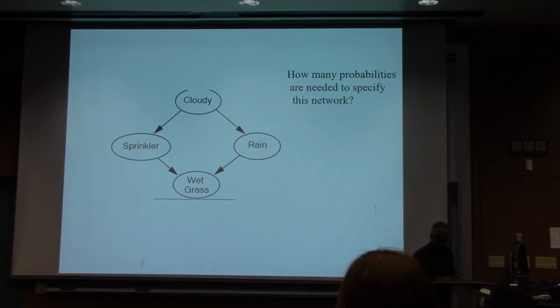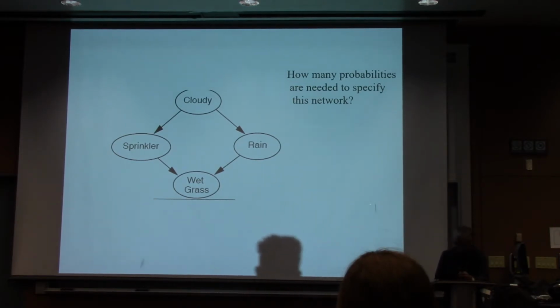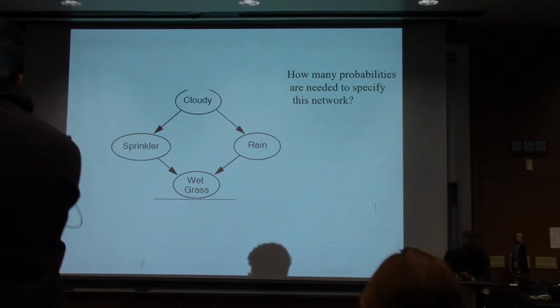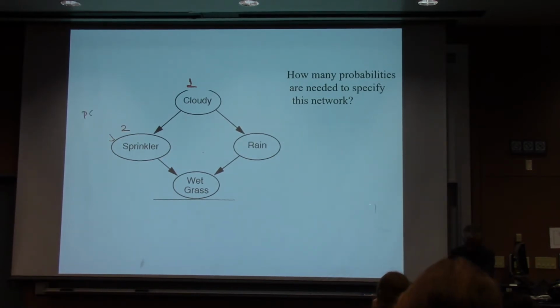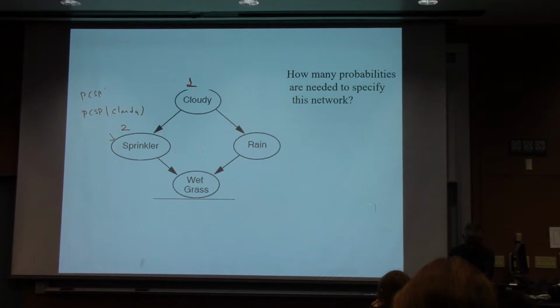Okay, so how many probabilities for this network? Let's see. How many here? Oh, okay. How many here? One. How many here? Two. Because what are those? Probability of sprinkler given cloudy and probability of sprinkler given not cloudy.